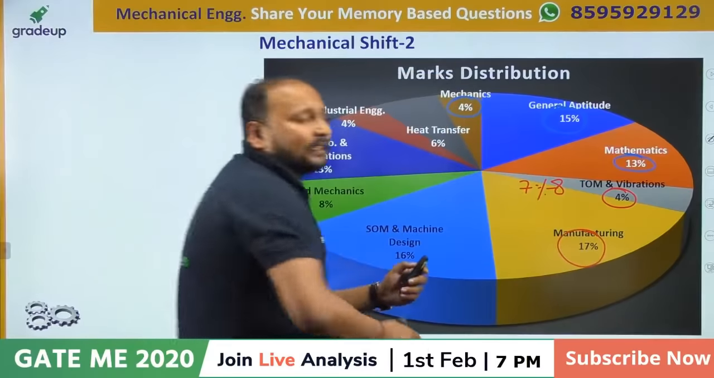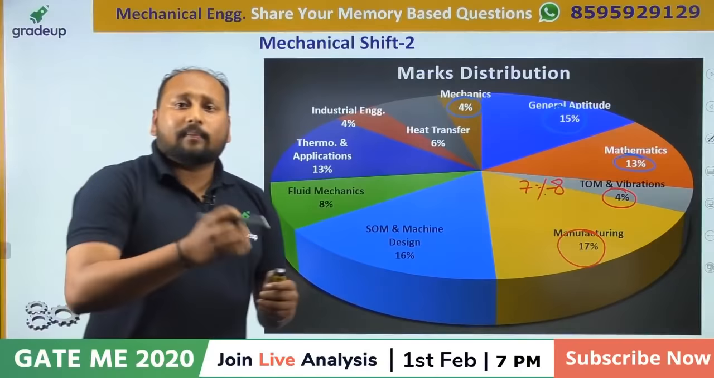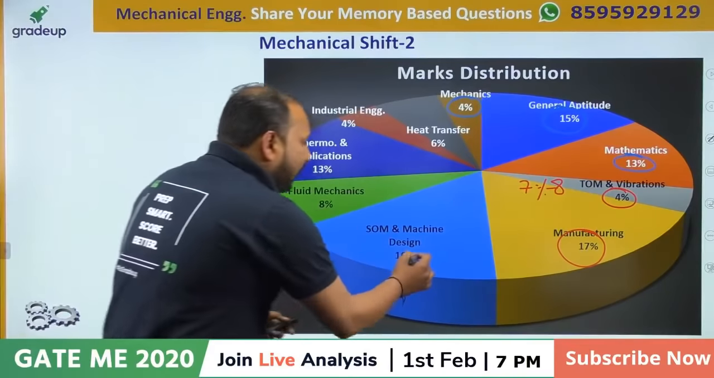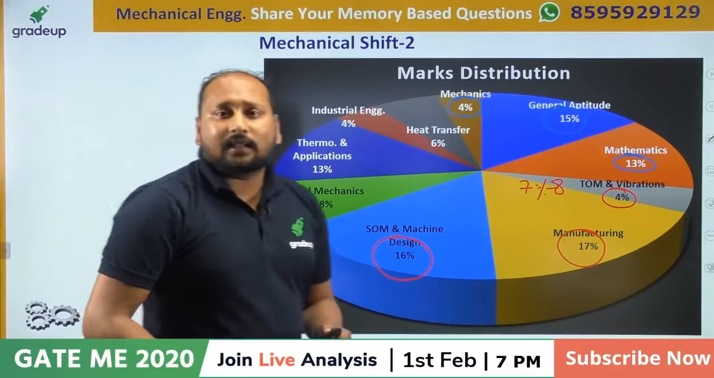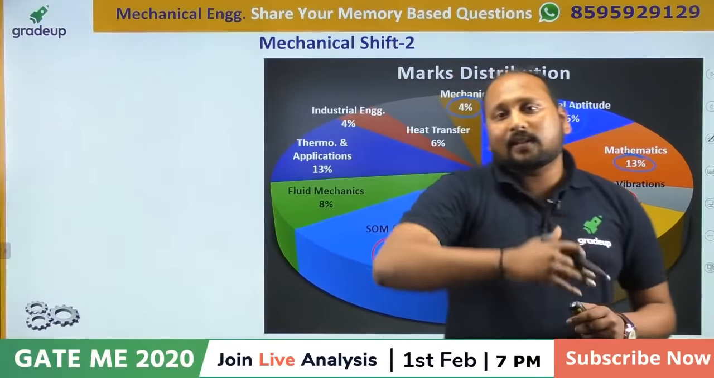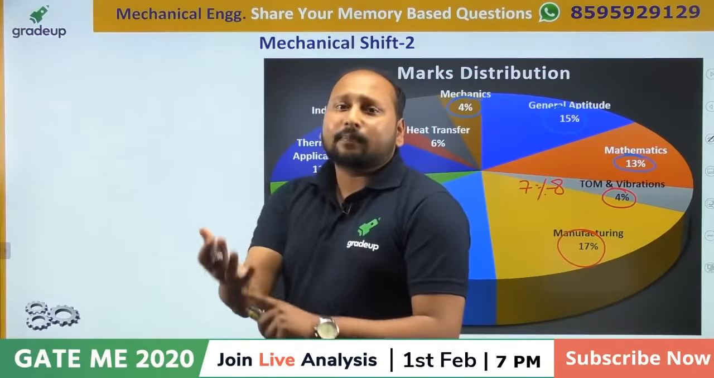Manufacturing, as always, is the major portion of GATE for mechanical engineering, at 17%. Strength of material is 16%. Compared to the previous session, it increased from 14% to 16%.